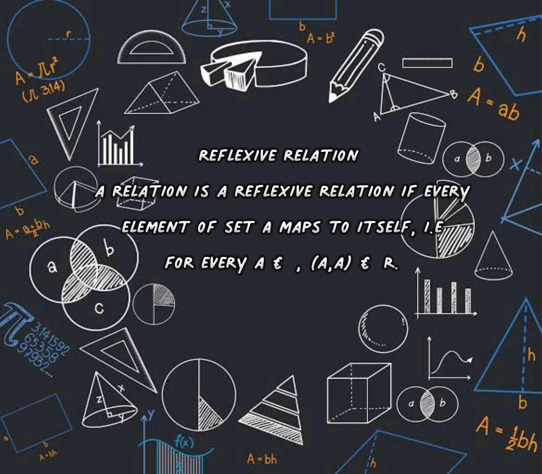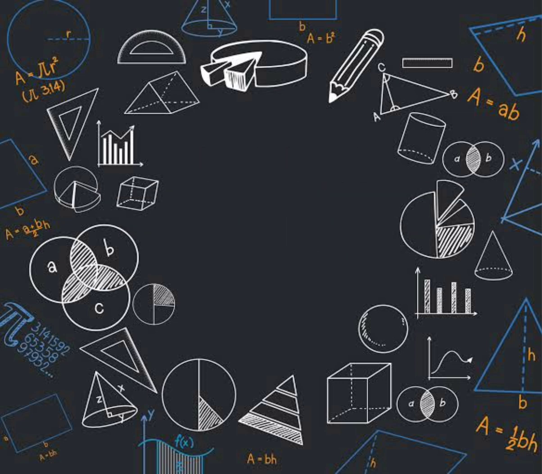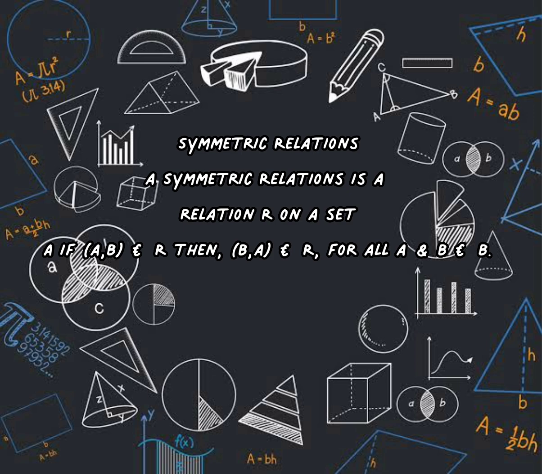Reflexive relation. A relation is a reflexive relation if every element of set A maps to itself, i.e., (a, a) belongs to R for every a in A. Symmetric relations. A symmetric relation is a relation R on a set A if (a, b) belongs to R, then (b, a) belongs to R for all a and b in A.